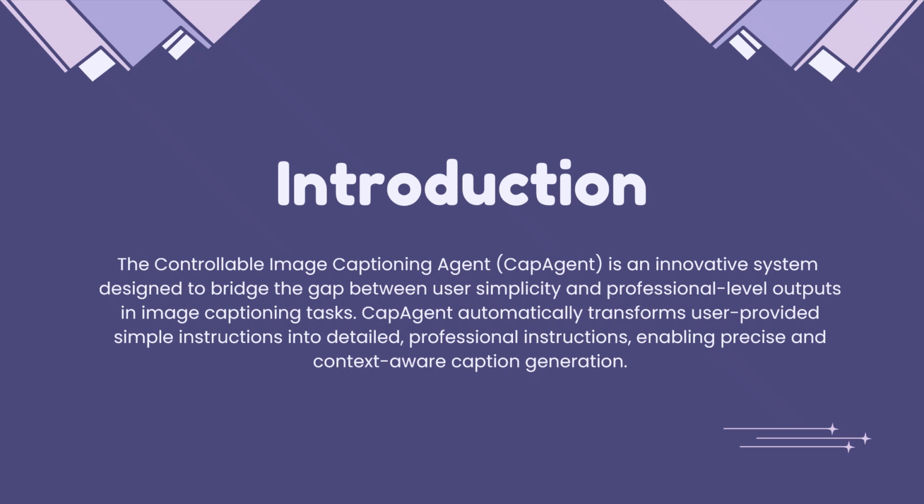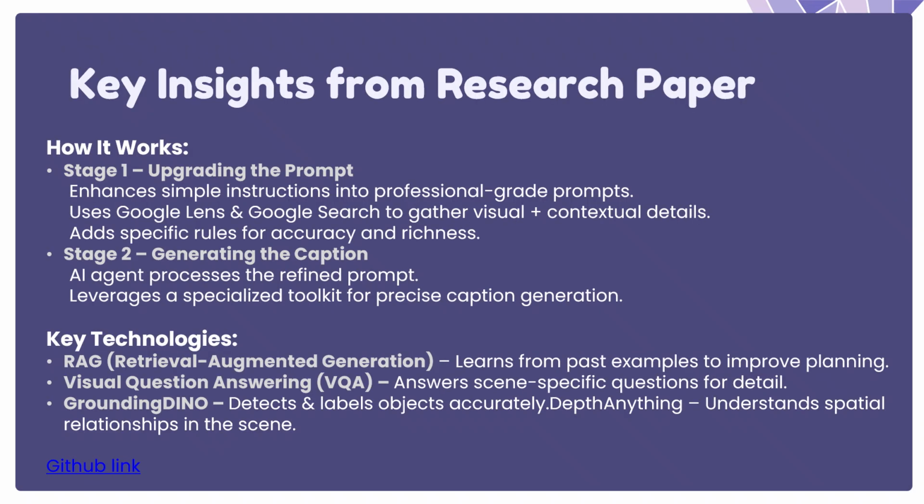Capagent is designed to bridge the gap between what a user says and what they actually want in a caption. You can give it a simple instruction and it will turn that into a professional, context aware caption that's ready to use. These are the key insights from the research paper.